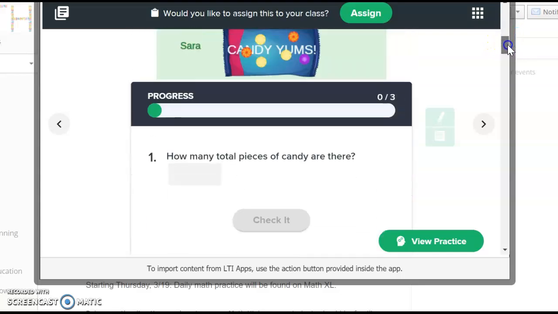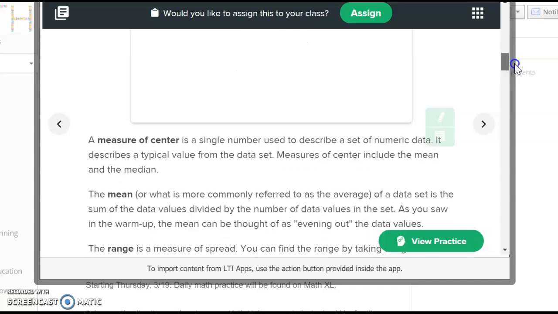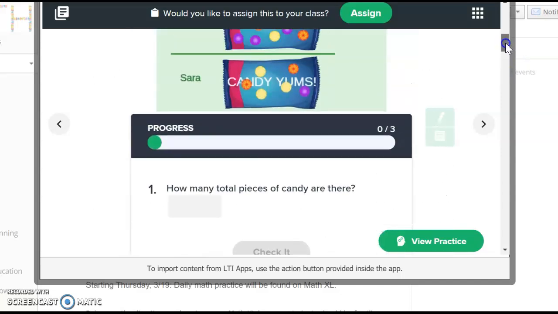For today, you're going to need a pencil, paper, and a calculator. Yes, you can use a calculator. If you don't have a handheld calculator or a phone, you can use your computer as a calculator. Just type in calculator and it will pull up a calculator for you. All right. So then you're going to answer the questions that go along with the interactive.